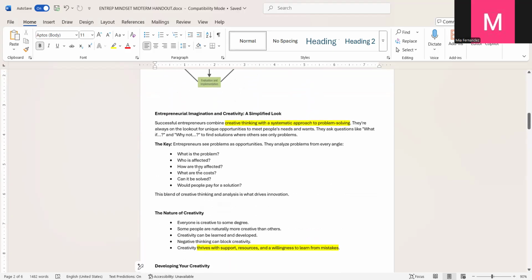Now, successful entrepreneurs combine creative thinking with a systematic approach to problem solving. So they're always on the lookout for unique opportunities to meet people's needs and wants. What if, and why not? Okay. So again, whenever there is a problem as an entrepreneur, you always have to think of opportunities. Are there some things that we could exploit, right?